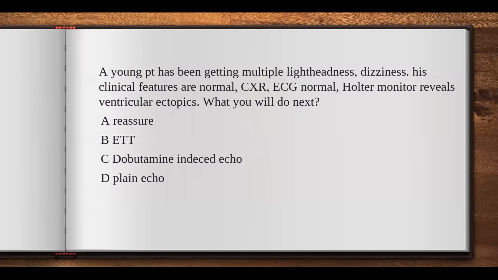Okay, next, a young patient has been getting multiple lightheadedness and dizziness. His clinical features are normal. Chest X-ray, ECG normal. Holter monitor shows ventricular ectopics. Whenever you get something in the ECG or Holter, look at the patient. Is it a young patient or elderly patient? Because elderly patients are high risk. Young patients are not high risk most of the time. What will you do next? You will reassure the patient. You will do exercise tolerance test, dobutamine-induced echo, or plain echocardiogram.